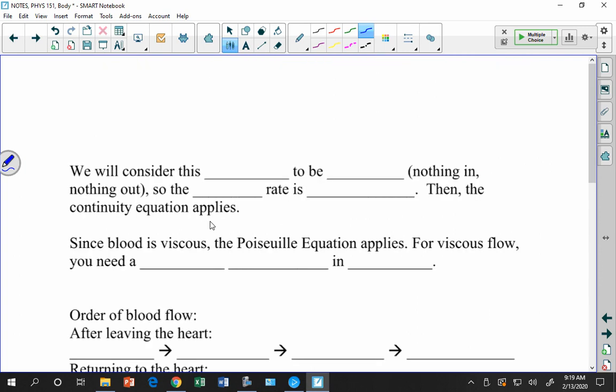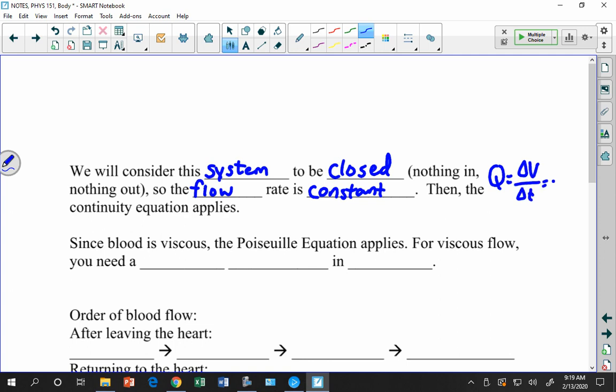So we'll consider this system to be closed. The circulatory system is not technically closed, but we'll consider it to be closed. That just means that nothing is going in and nothing is going out. So the flow rate is constant. Remember Q is equal to delta V over delta T. We're going to say that that is a constant value. And so if that's true, then the continuity equation applies.